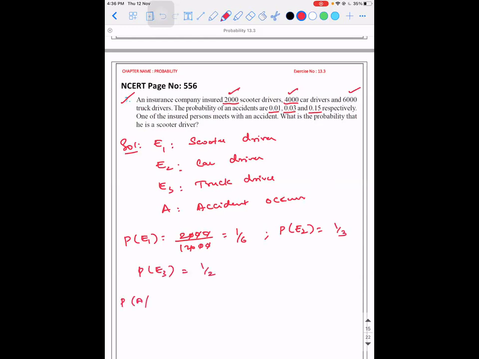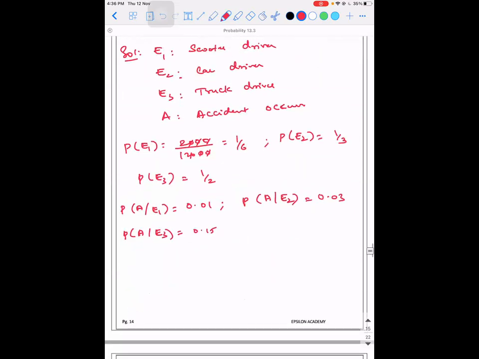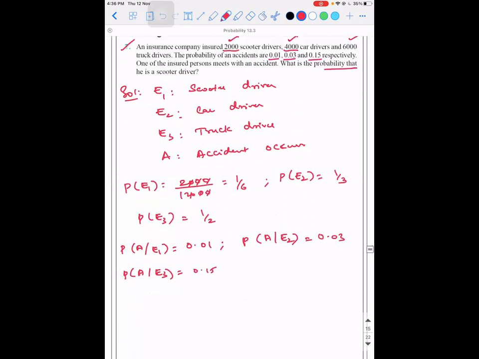What is the probability of A given E1? The probability that the person has met with an accident knowing that he is a scooter driver is 0.01. Probability of A given E2 is 0.03. That's given in the question. Probability of A given E3 is 0.15. What are they asking? The probability that he is a scooter driver, knowing that he has met with an accident.